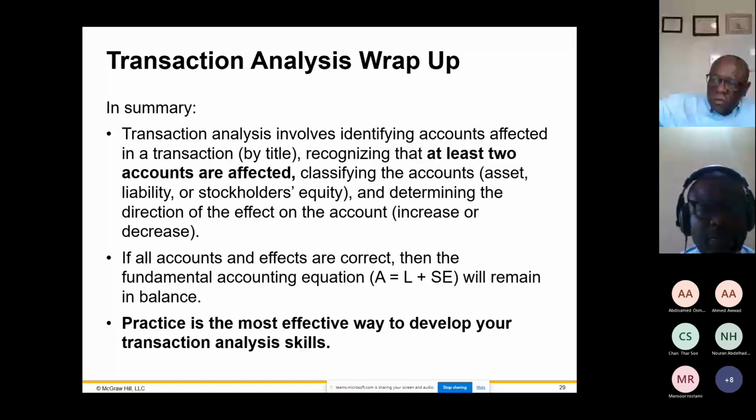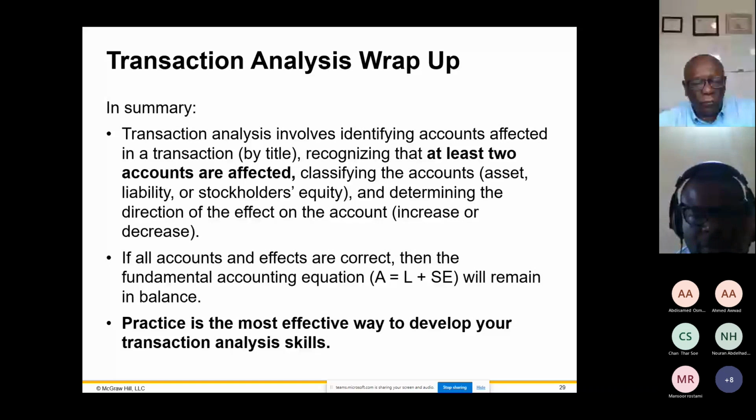What is given? Shares, 100 shares were given. And what did the investor do? The investor paid cash for it. So you can see the cash account is affected, and then stockholders' equity is also affected. So there must be at least two accounts, not one. If it is one account, the balance sheet will not balance.